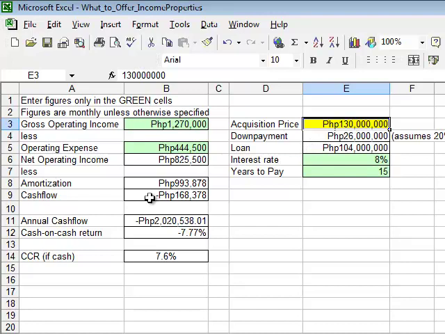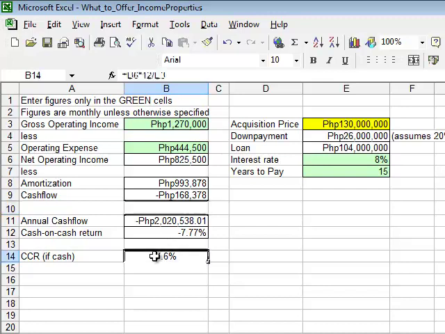because you can see, if you buy it for 130 million and you put down a down payment of 26 million and you loan the rest, 104 million at 8% interest and 15 years to pay, then you'll end up losing money to the tune of 168,000 per month or 2 million per year, and you will be losing 7.77%. That's a negative cash on cash return.